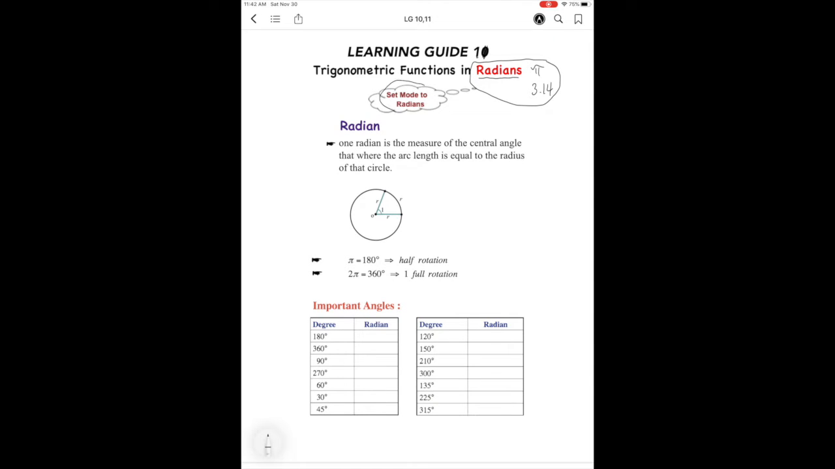All right. Now make sure you set your mode on your calculator. Very important. Set your mode to radians now, so your calculations will be correct.